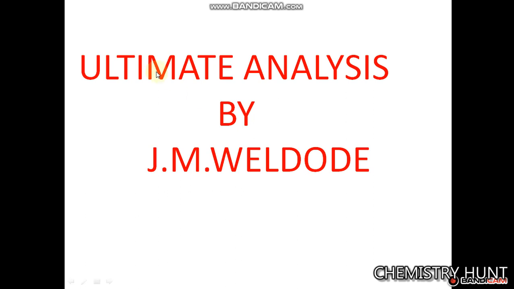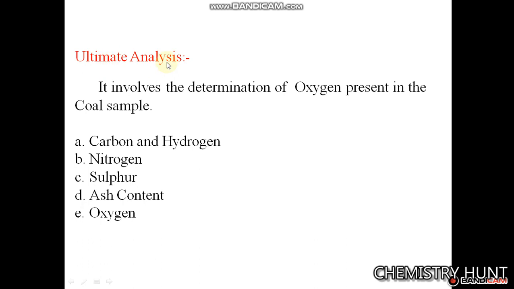Morning. Today we are going to see the ultimate analysis. Ultimate analysis involves the determination of oxygen present in the coal sample. For that, we have to determine carbon, hydrogen, nitrogen, sulfur, ash content, and we get the percentage of oxygen. Now here we see the carbon and hydrogen.